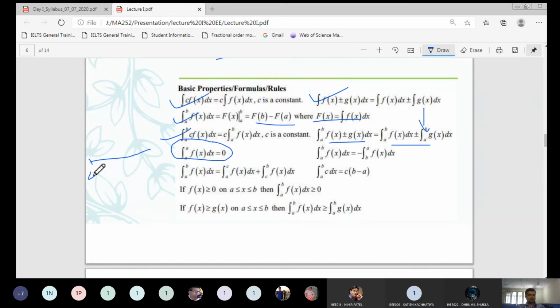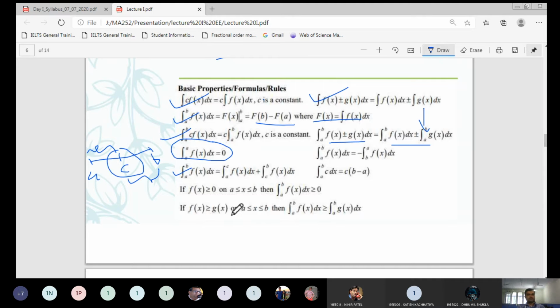If you have the limit a to b and in between also c is there, you can break the limit. That means integrate from a to c and then go with the integration from c to b. Like this, if you want to go from here to one place, you have to go via another place. This is the real life situation.